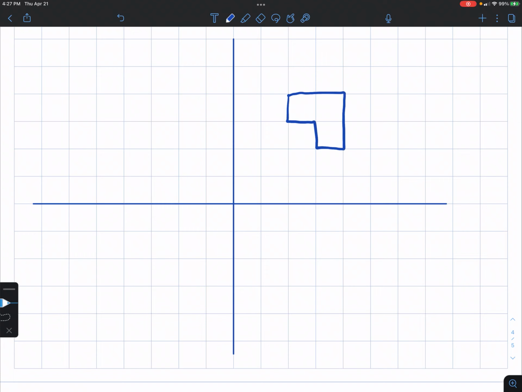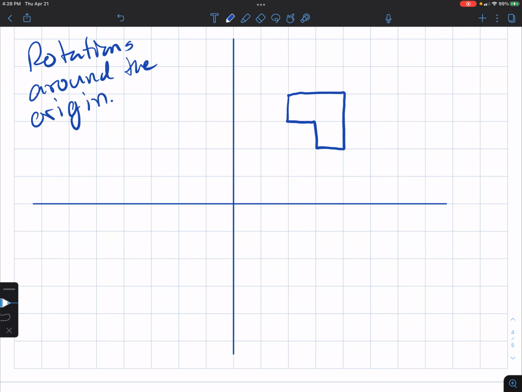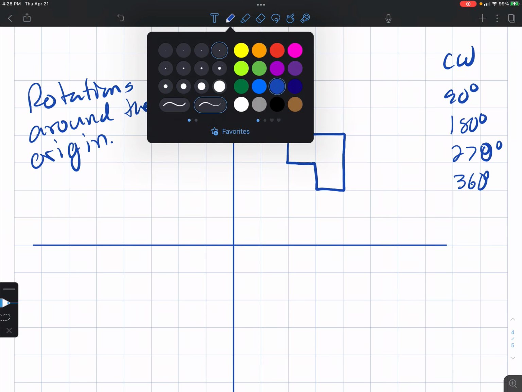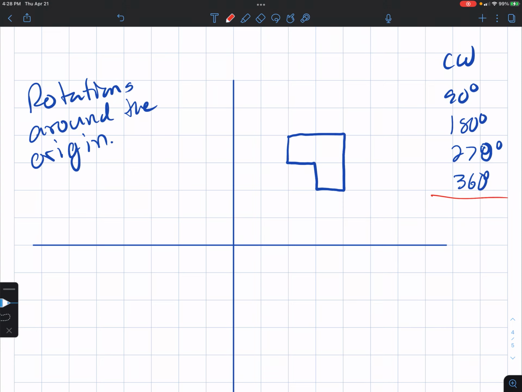Hello, this video is about rotations about the origin, around the origin, and I'm specifically going to focus on 90 degrees clockwise, 90 degrees, 180 degrees, 270 degrees, and 360 degrees. And I'm going to talk about the relationship between those rotations versus counterclockwise rotations.